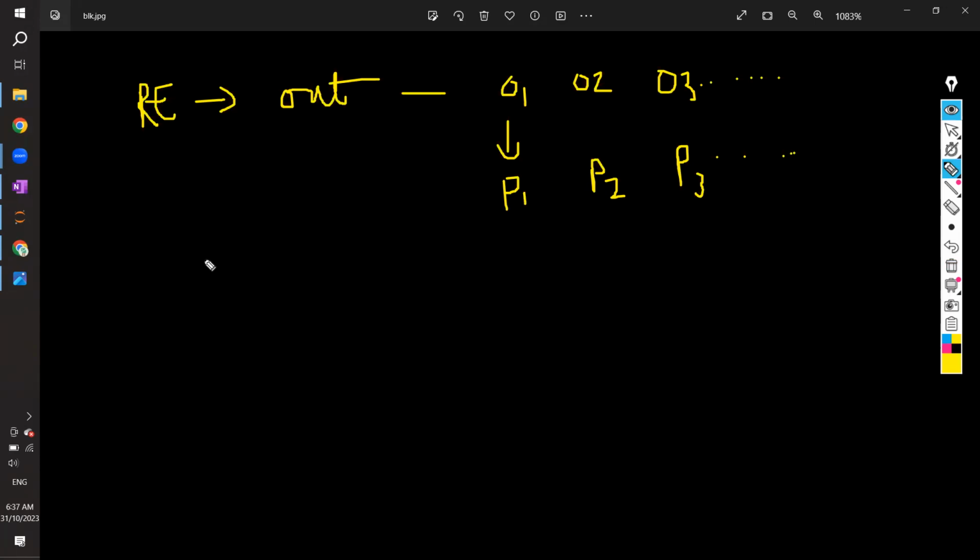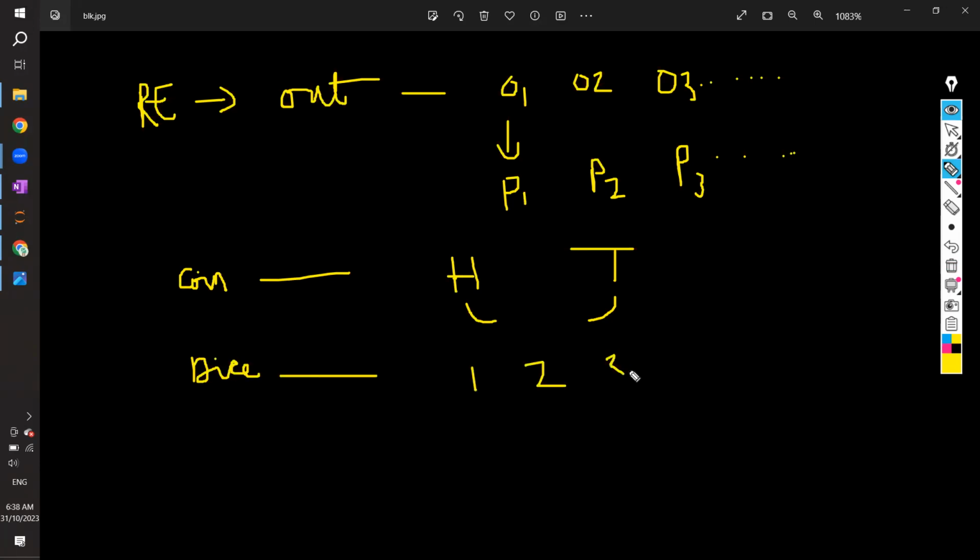Now if you take coin tossing, how many outputs will you have? Two outputs: heads, tails. For heads there will be some probability, for tails there will be some probability. If you are rolling a dice, what are the possible outcomes, guys? 1, 2, 3, 4, 5, 6. Each of these will have a certain probability. So all these are countable numbers of outputs. Heads and tails, 2 we are able to count. 1, 2, 3, 4, 5, 6 we are able to count.